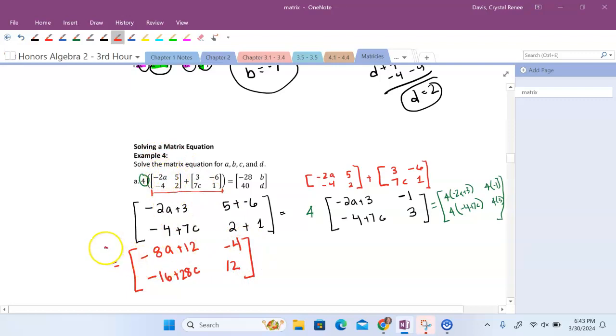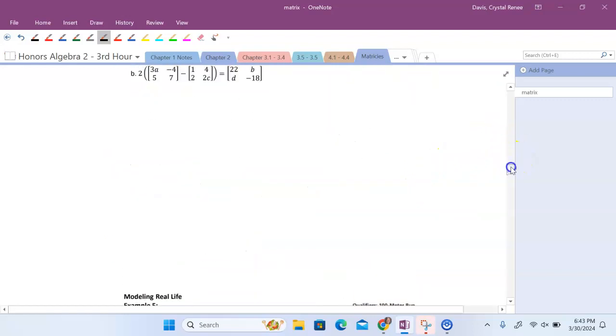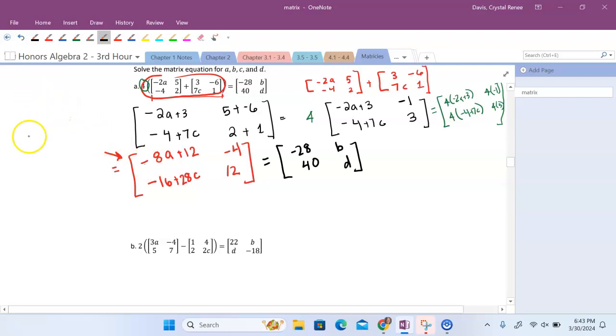Now what I have right here in red is this entire thing on the left side of the equal sign. If I finish off this problem, this has to equal -28, 40, b, and d. That means that -8a plus 12 has to equal -28, right? Corresponding positions have to be equal. So if I subtract 12, I get -8a equals -40. Divide by -8, divide by -8. I get a is 5.